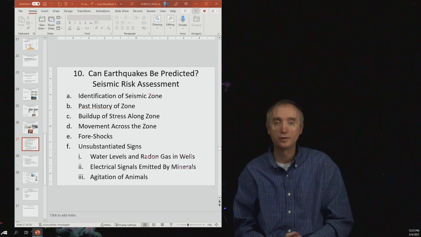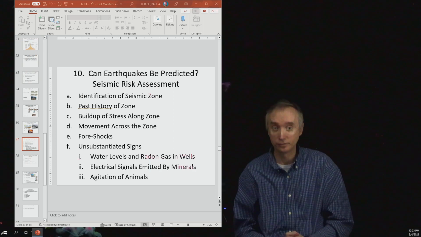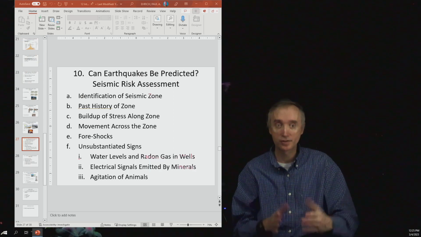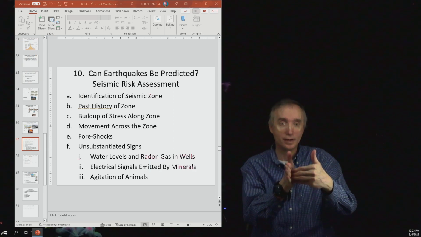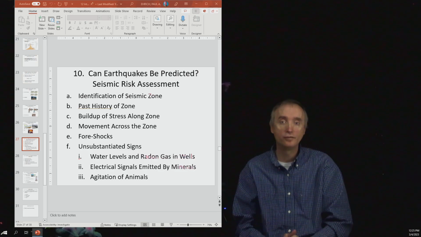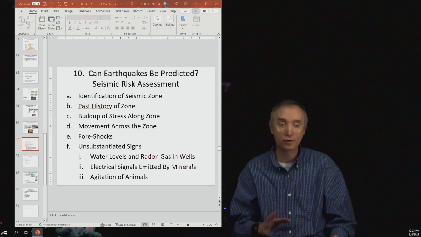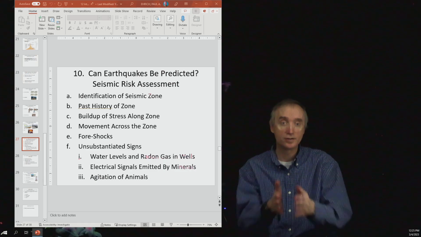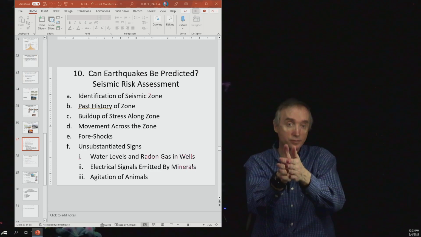You can look for signs of deformation along the fault zone, so signs of where the rocks are bending and storing that energy. You're also looking for movement across the fault. So is there any evidence of slippage?